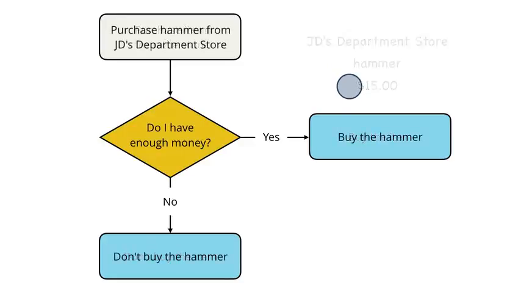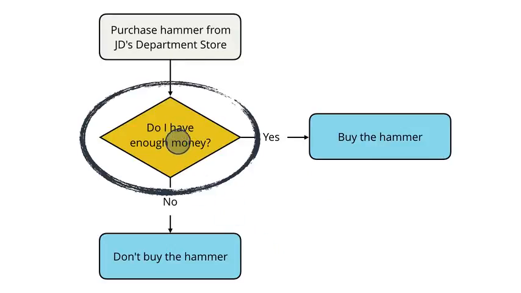I'll update this flowchart and, okay, there we go. That looks a little bit better. We've got purchase hammer from JD's department store. If we got enough money, yes, buy the hammer. If we don't, we don't buy the hammer. So the real question here is, do we have enough money to purchase the hammer?